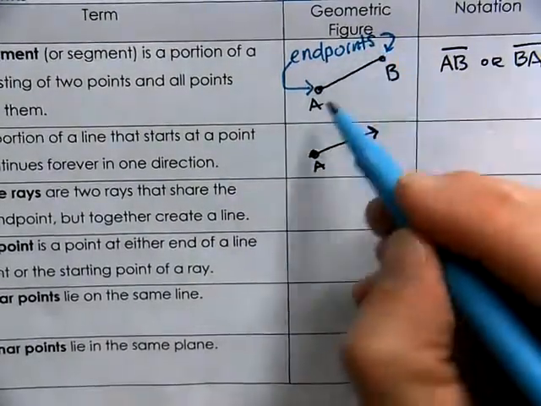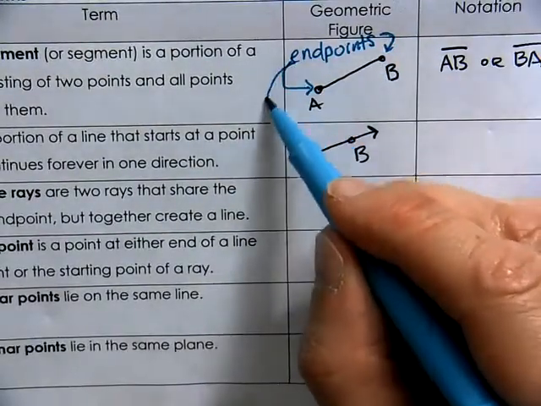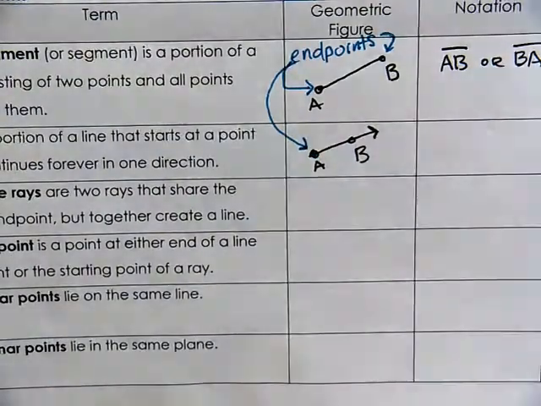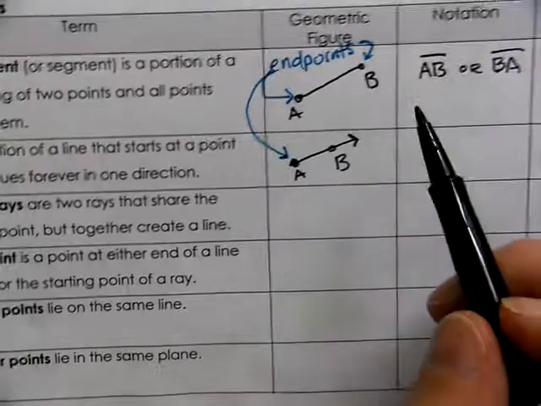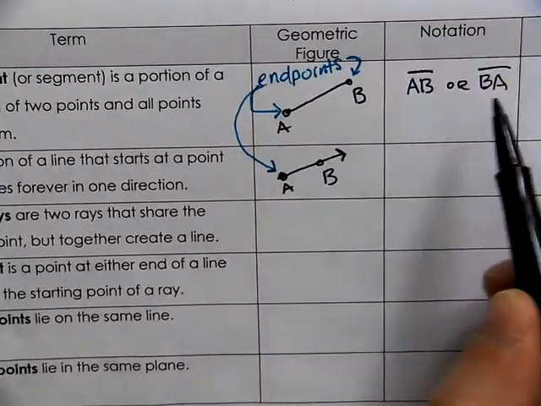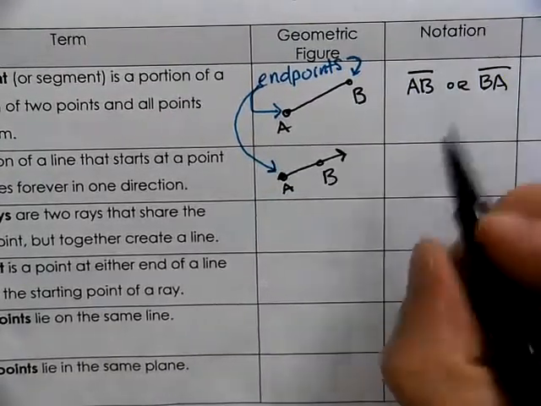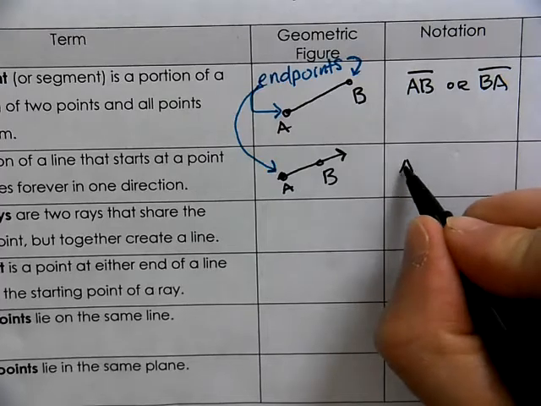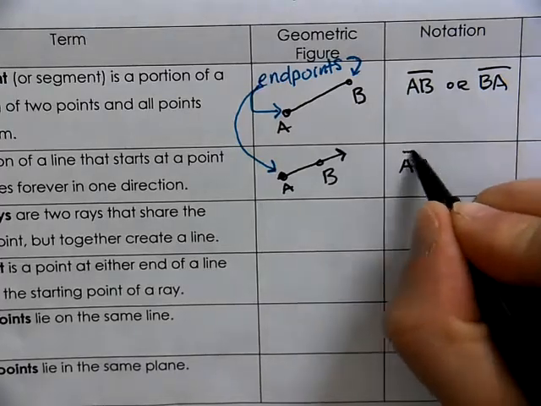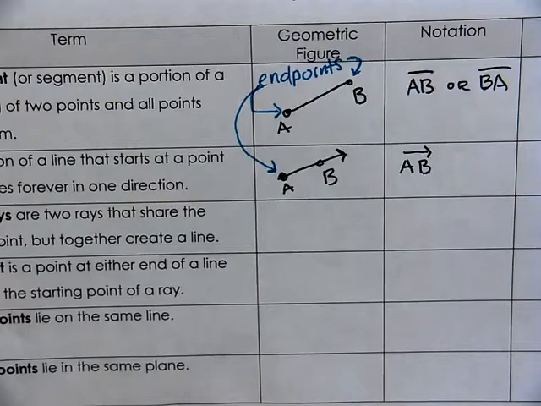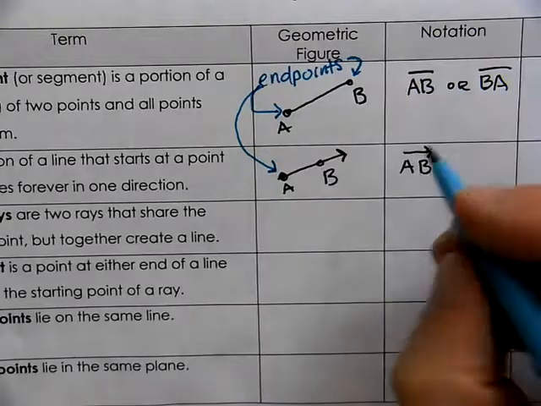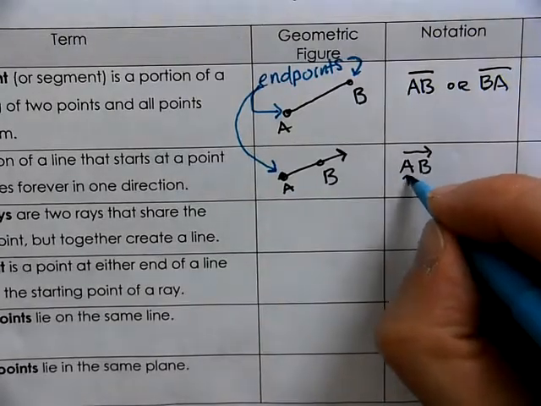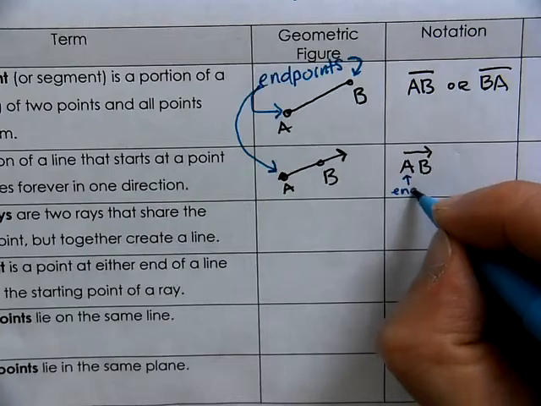So we were labeling the endpoints previously, so the ray has one endpoint. With the lines and the segments, we could name them forwards or backwards. Not so here. The endpoint must come first, and then the point that the ray is passing through is listed second. So we call this ray AB, and the endpoint is always first in the name.